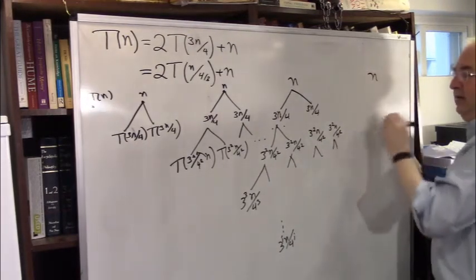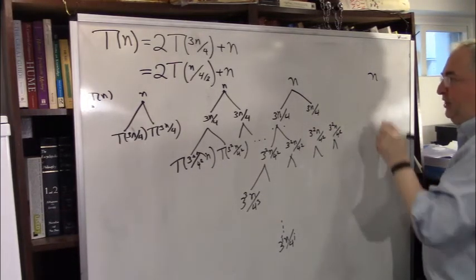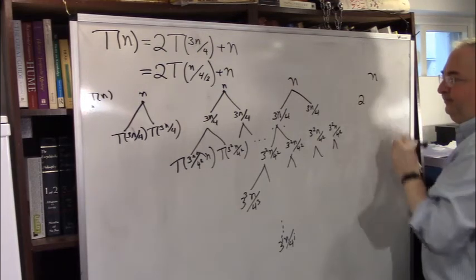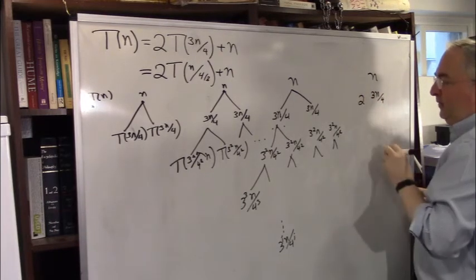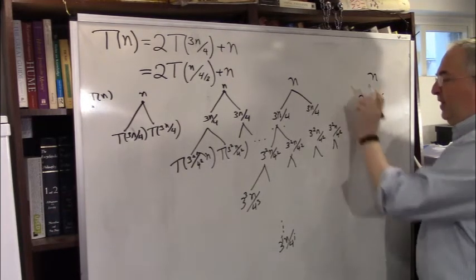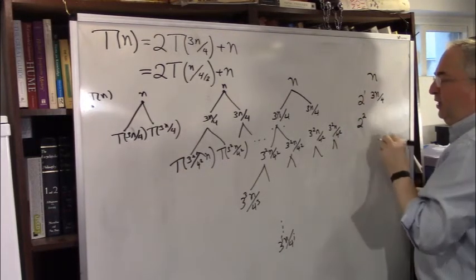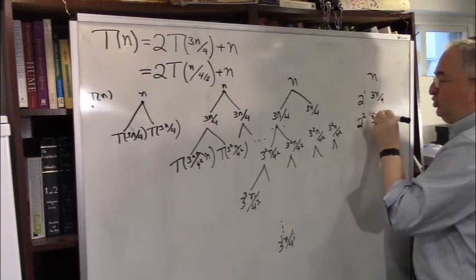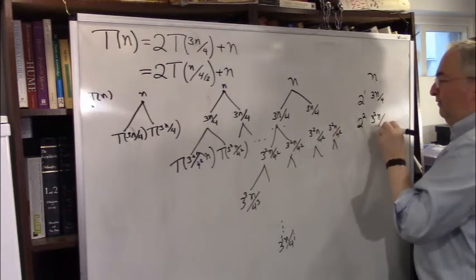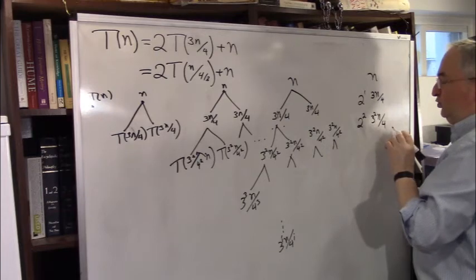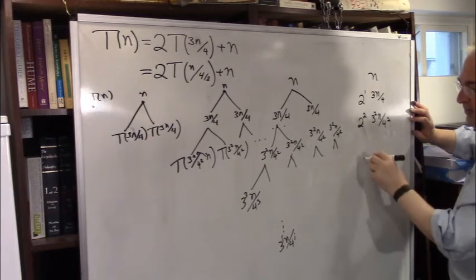So this is going to be n. This is going to be what? This is going to be 2 copies of 3n divided by 4. This is going to be 4 copies. Oh, I'm not going to write 4. What am I going to write? I'm going to write 2 squared. So this is 2 to the 1 of 3 squared n. That's what you have. 4 copies: 1, 2, 3, 4 of 3 squared n over 4 squared. Okay, great. Dot, dot, dot. Let's do the next one.